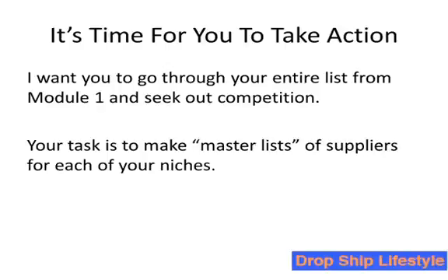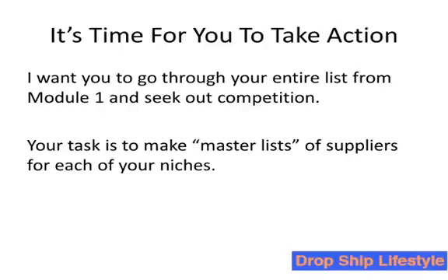Now, it's important to note that not every niche you thought of will have competitors, and that's most likely because there aren't dropshippers in that category, and most likely because it's items that don't sell well online. So if you made a list of maybe 20 different niches in Module 1, and you find only one or two that have competitors, that's fine. Don't get discouraged. Run with the ones you have.